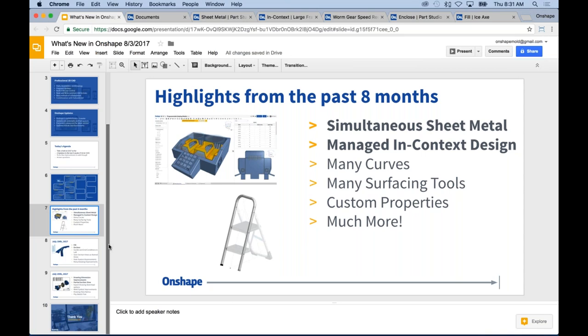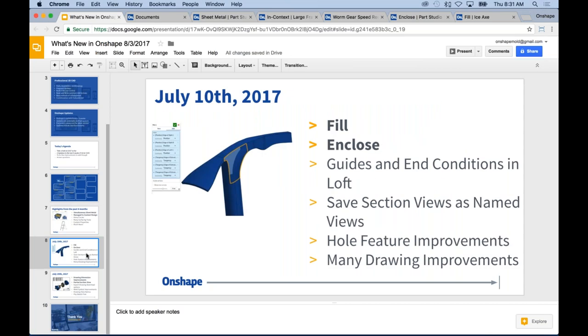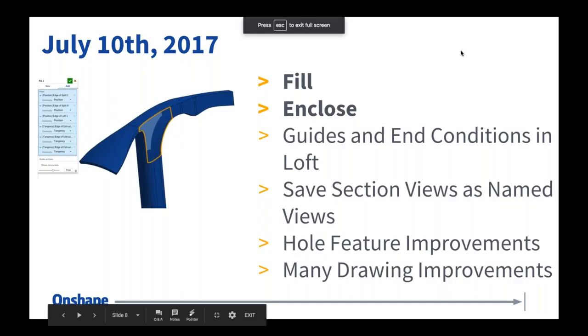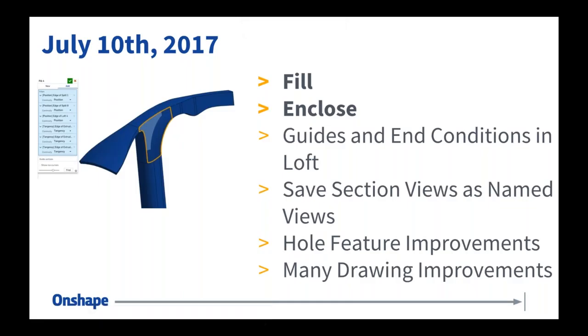All right, so let's get into the last 30 days or so, right? So what happened in July? There were two big updates that took place in July, July 10th and July 25th. Now, I mentioned this briefly in a broader context earlier, but we've been focused for quite some time now on surfacing tools. And you've seen a lot of that lately, especially in the July 10th update. Some very big surfacing tools were added that really round out a lot of our surfacing commands.